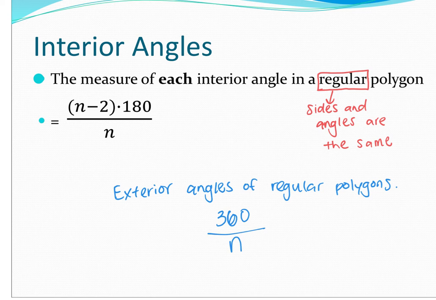Now, you can only use these two formulas for what kind of polygon? A regular one, okay? If it's not a regular polygon, meaning all sides and all angles are the same, you can't use this formula, right? Because you could have completely different angles and completely different sides.